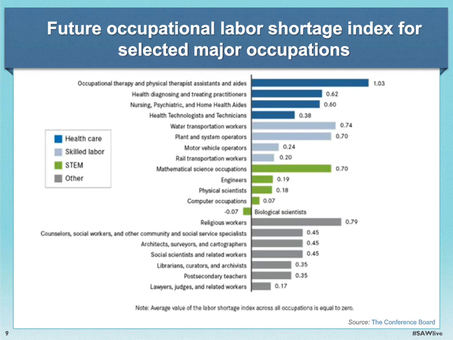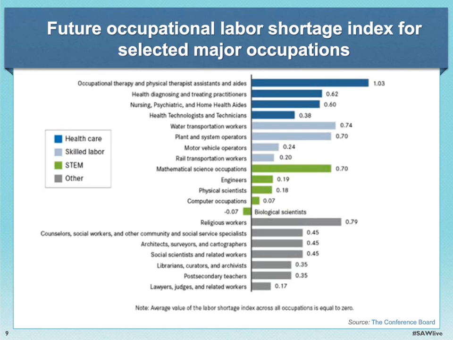And what we see in this slide is a summary of the results of this index, where we have numbers that are above 1, or for technical reasons, we made the average of all occupations equal 0. So the average value of our labor shortages index is 0. And we obviously focused on occupations that are at a higher risk of suffering from shortages. So most of the numbers that you see here are positive. The higher the number, the higher the risk of shortages.